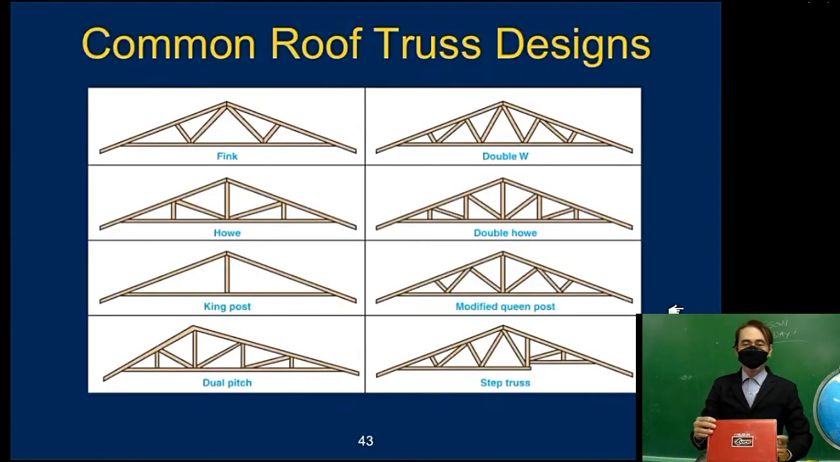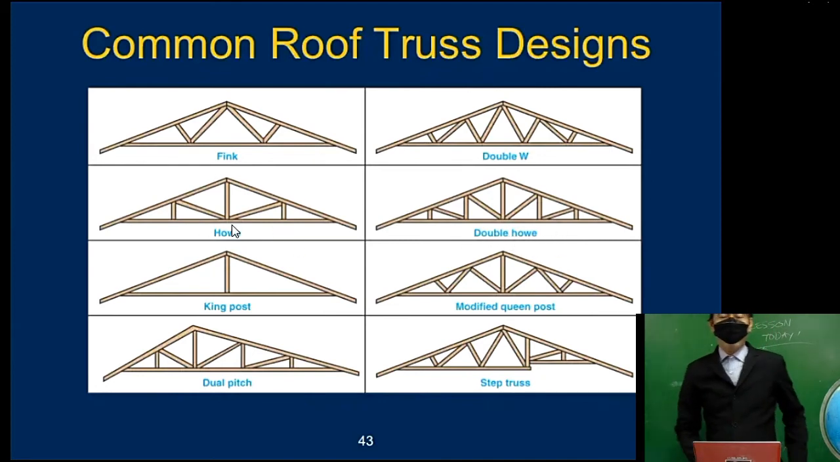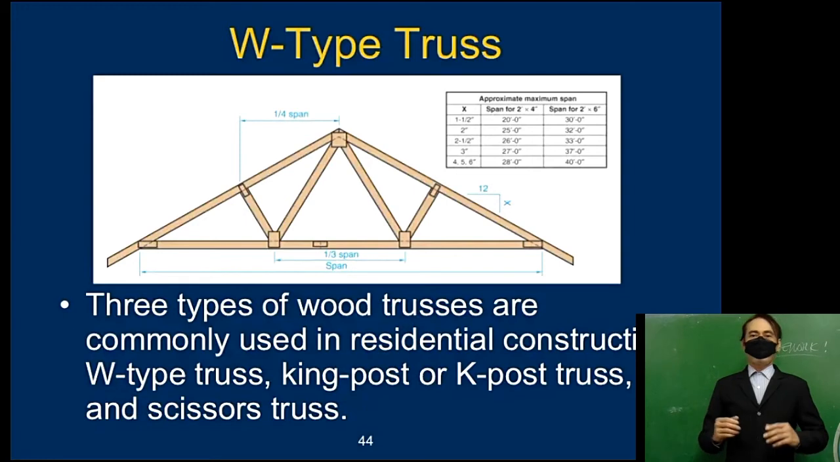Here are some common roof truss designs. The Fink, the Howe king post, dual pitch, the double W, double Howe, modified queen post, step truss. Okay, but the most rigid framework here is the double Howe. This is what we call a traditional truss here. W-type truss.